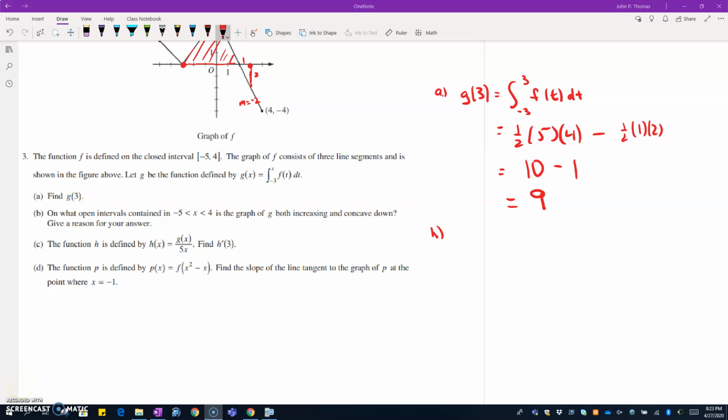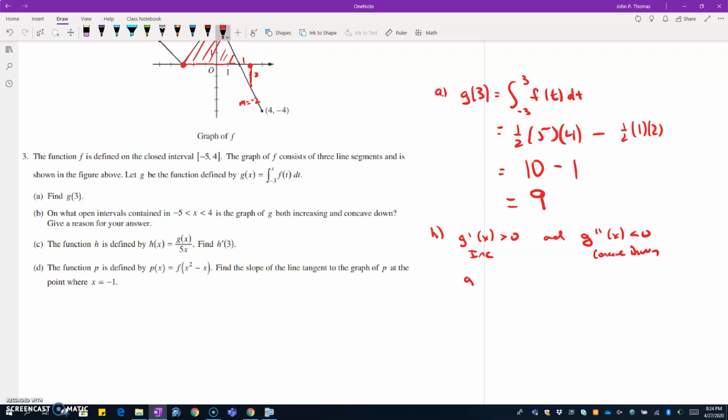All right, so part B says, on what open interval contained in -5 to 4 is the graph of g both increasing and concave down. So we're really looking at when g prime of x is greater than 0 and g double prime of x is less than 0, because those are the conditions for increasing and for concave down.